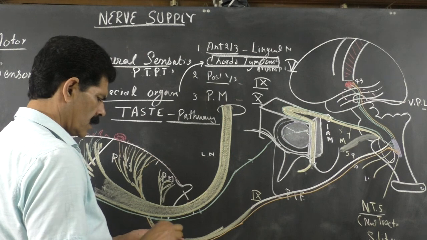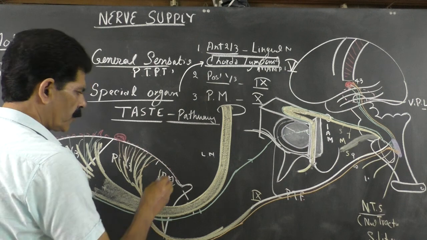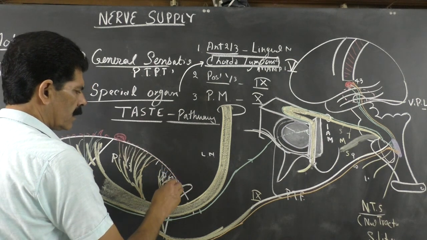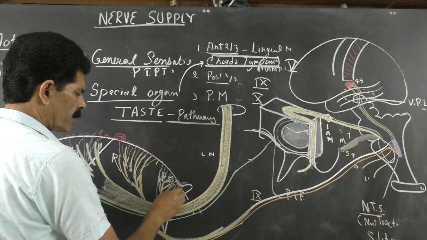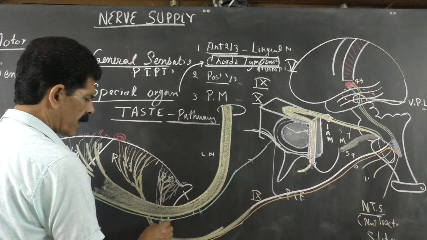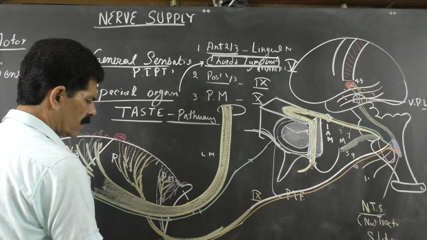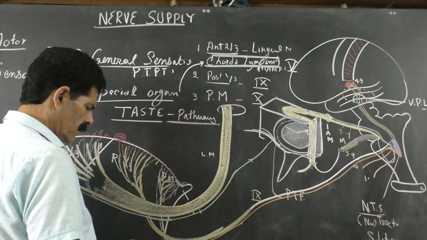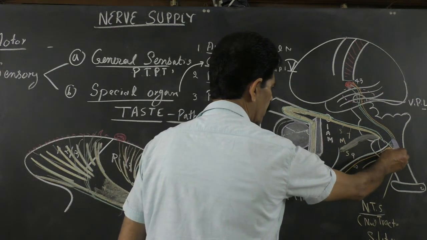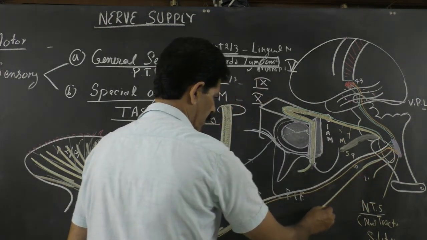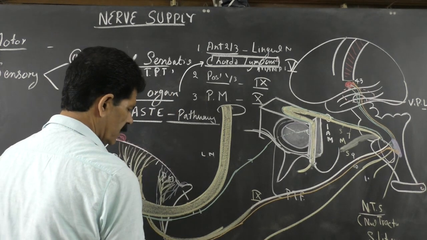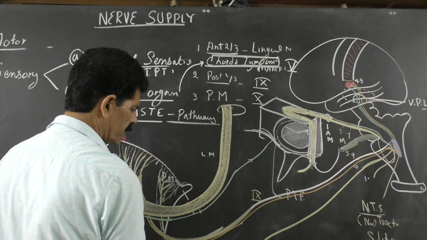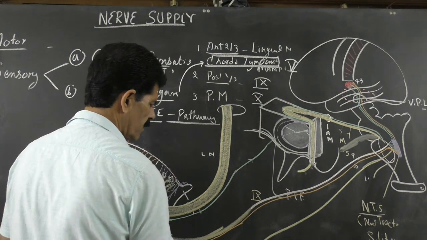Similarly, from the posterior one-third of the tongue and the anterior surface of the epiglottis also, taste buds are present. So these taste buds actually accompany the vagus nerve. As we know, the vagus nerve is also coming lateral to the olive, the longest cranial nerve. So these taste fibers carry the taste sensation of the posterior most part of the tongue, accompanying the vagus nerve.